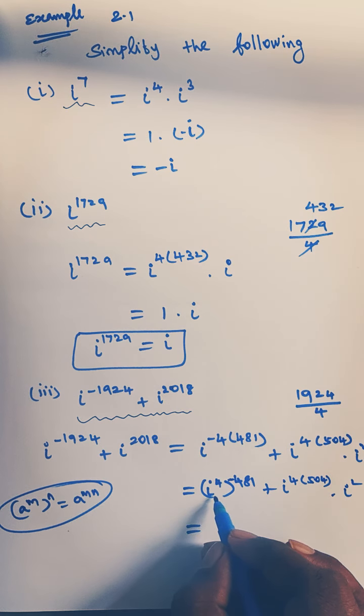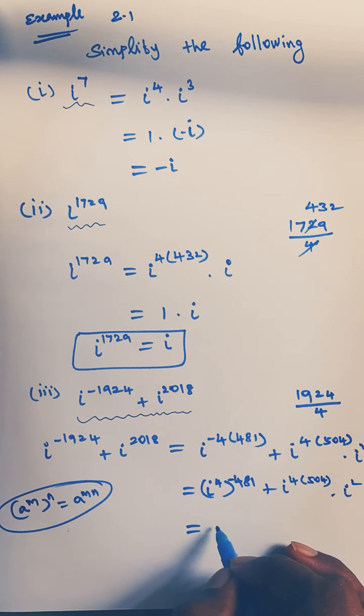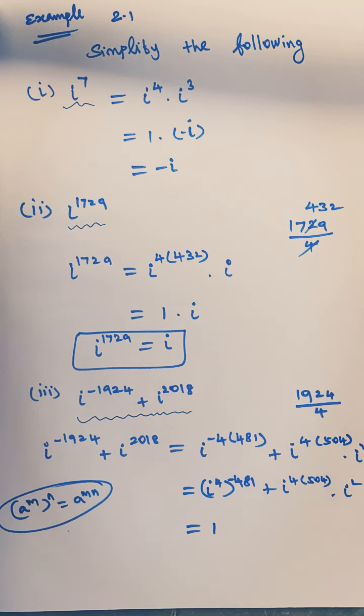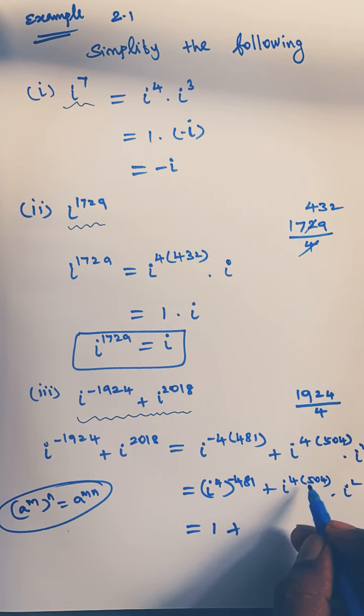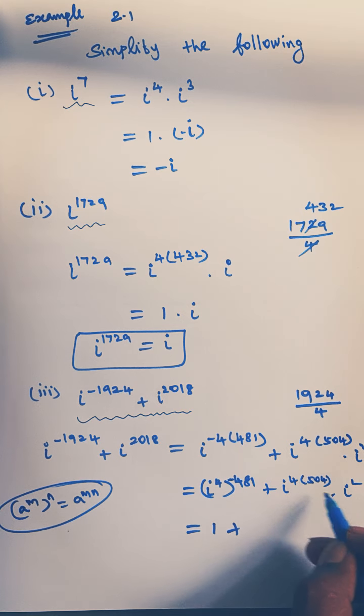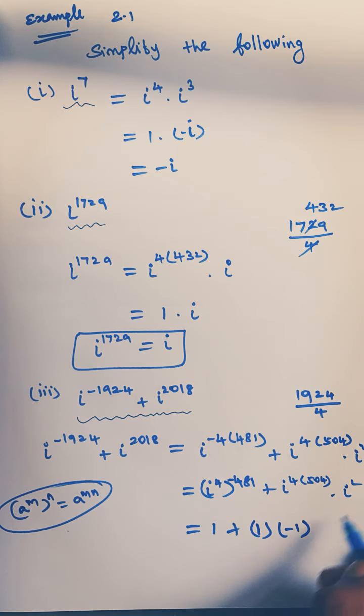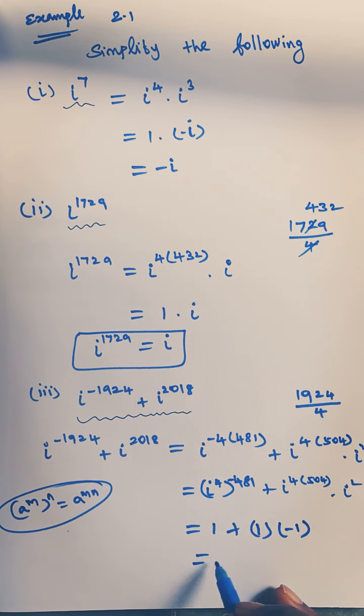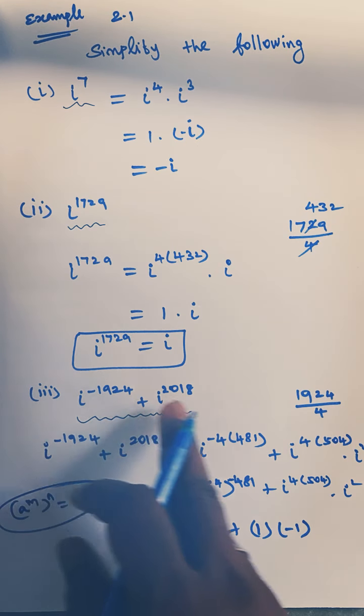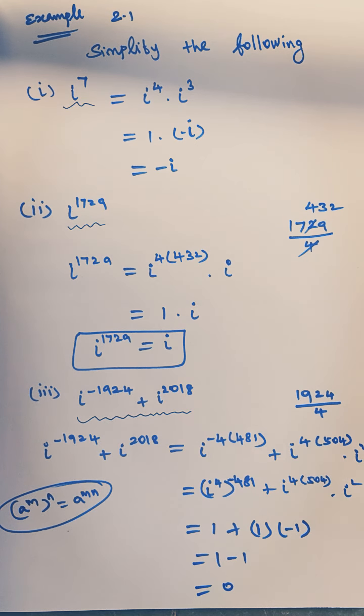So i to the power 4 multiple has value 1. So this is 1 plus i to the power 4 multiple, which is 1, into i squared, whose value is minus 1. So 1 into 1 is 1, 1 minus 1 is 0. So i to the power minus 1924 plus i to the power 2018 is nothing but 0. That's all.